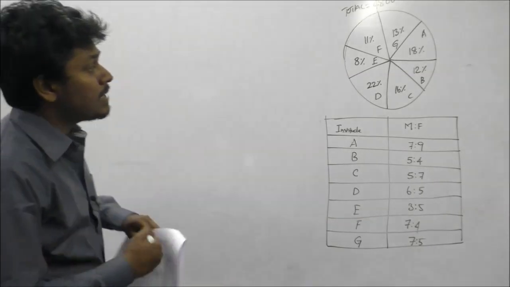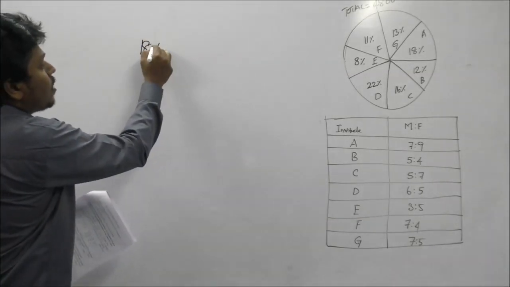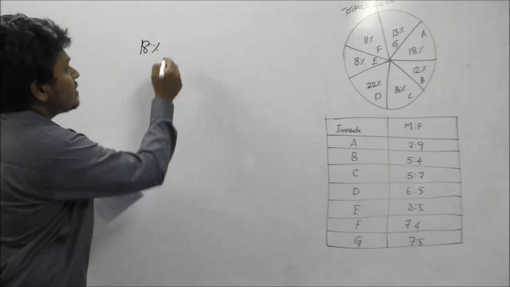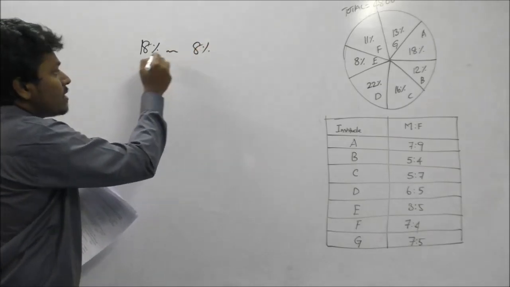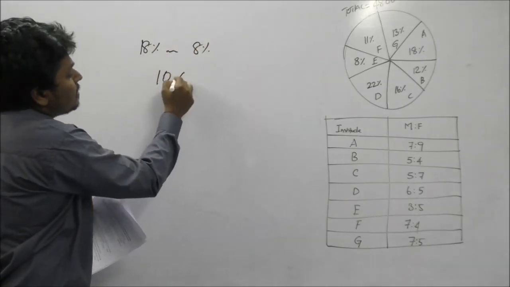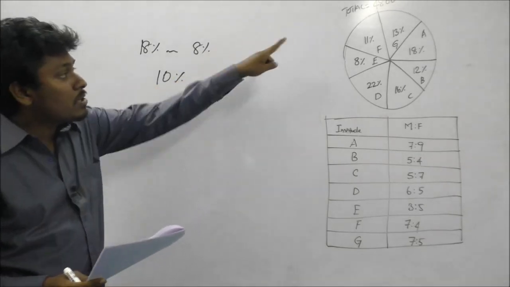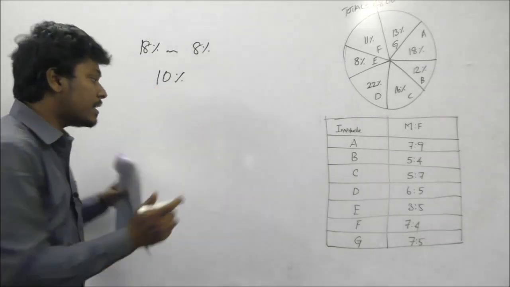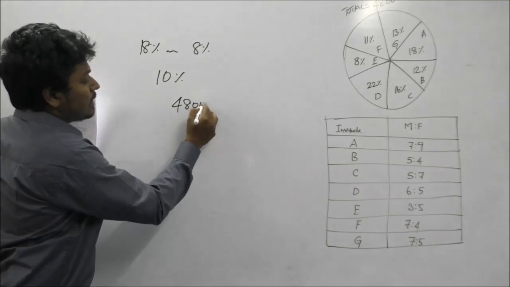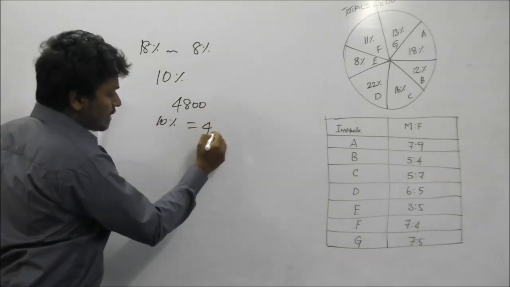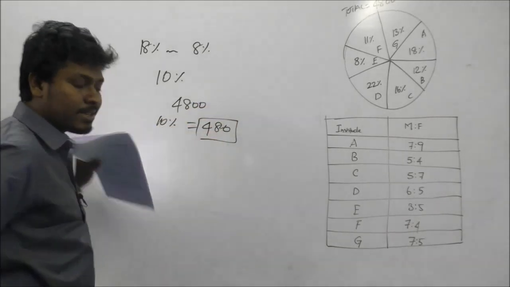What is the A percentage here? A percentage is 18%. What about E percentage? E percentage is 8%. The difference between 18% and 8% is 10%. So if 10% is the difference, what is the total number of students? 4,800. So 10% of 4,800 will be 480. That's it. That's the answer. 480 is the answer.